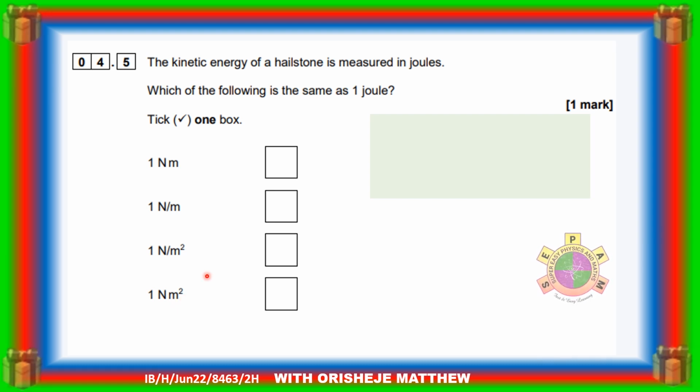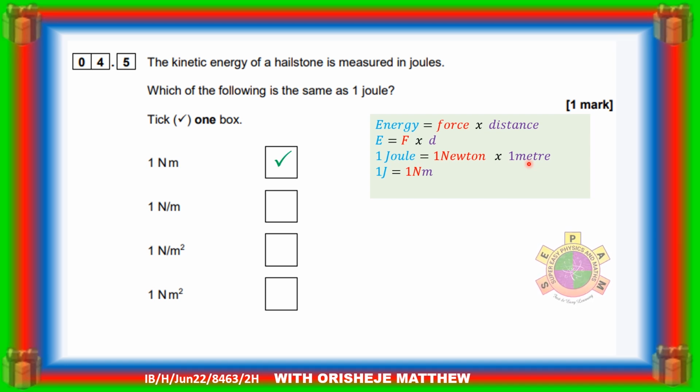So let's go to the formula for calculating energy. Energy is equal to force multiplied by distance, where energy is represented by E, force is F, and distance is D. Then the energy of 1 joule is said to be transferred when a force of 1 Newton acts through a distance of 1 meter. So the unit of force is Newton, and the unit of distance is meter. Therefore, 1 joule is equal to 1 Newton meter. So that gives us the correct value for 1 joule. Let's go to the next question.